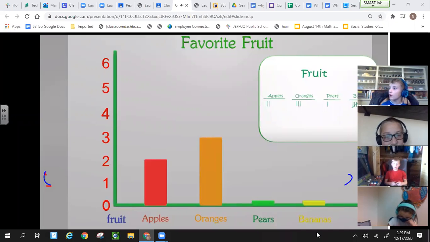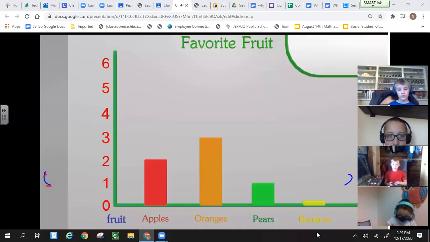Now how many people liked pears? 1. We had just 1 that liked pears. So the bar goes up just 1. The last one is bananas. There were 6 people that liked bananas. So the bar goes all the way up to 6.